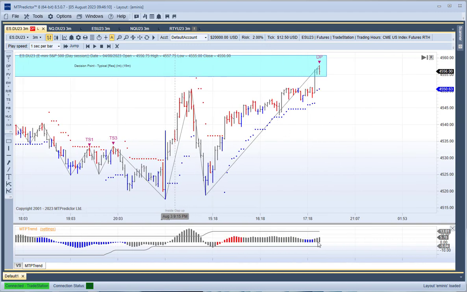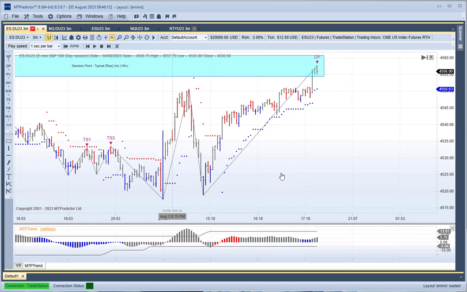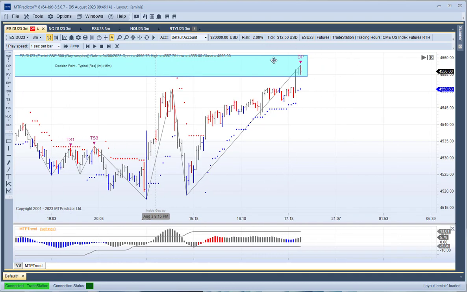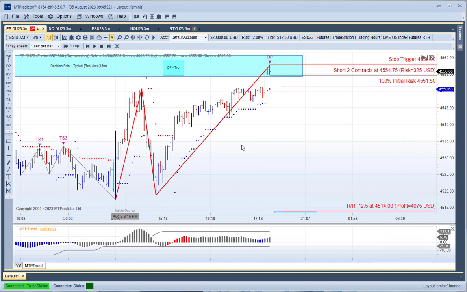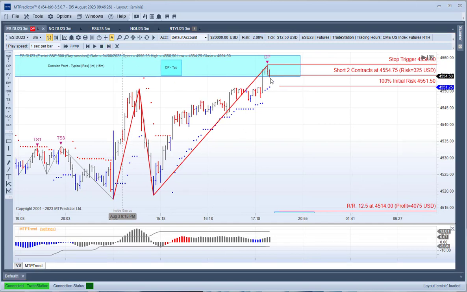Our MTP trend had gone grey to show that we're in the process of making a reversal, but the important thing was to see how this shorter time frame sell was at higher time frame resistance. So if we right mouse click, do analysis, this gives you the potential trade. If we go forward, you can see we're actually taking into a short trade.